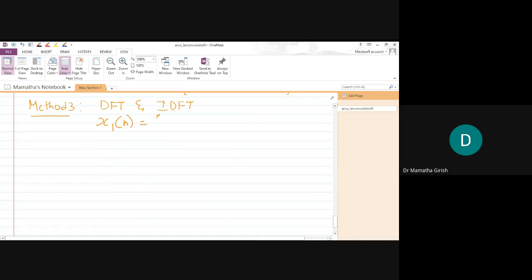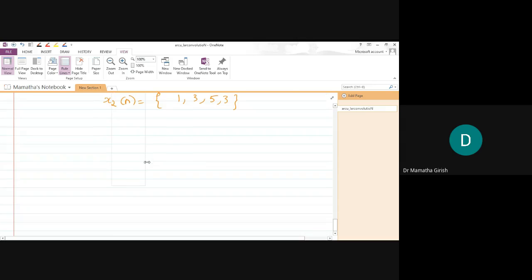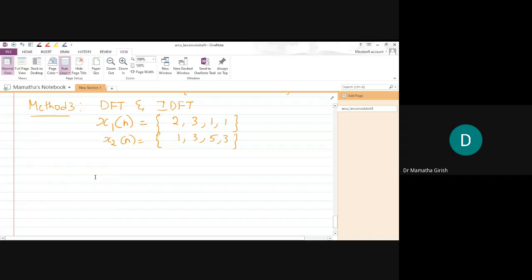Assume x1 of n to be some sequence, say 2, 3, 1, 1. Take it down. And x2 of n, some arbitrary sequence here: 1, 3, 5, 3. Everybody must do it along with me. Don't just look at the screen at your place. Take a pen and paper and do it along with me.